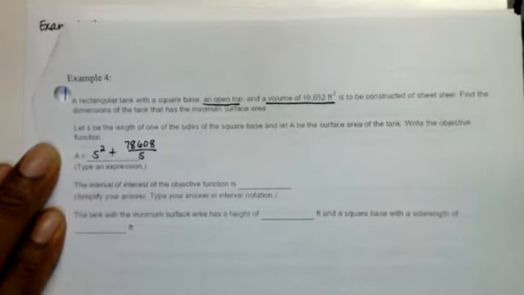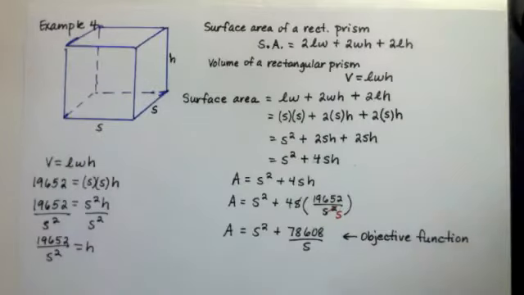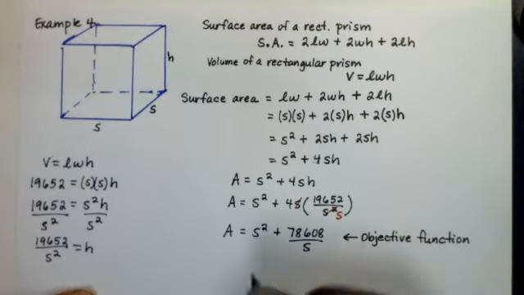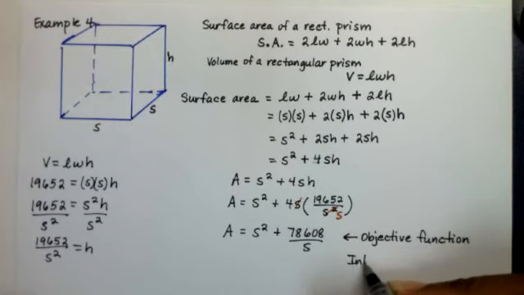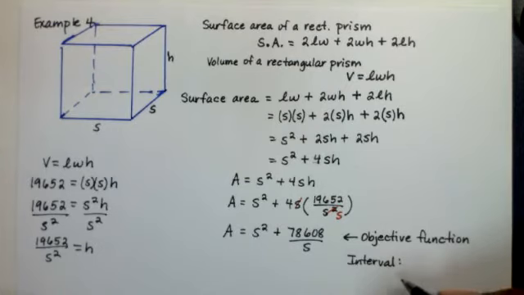Okay. Now let's find the interval of interest of the objective function. Of course, lengths of sides can't be negative. And also, I'm going to get a 0 in the denominator. So the interval here would be from 0 to infinity.